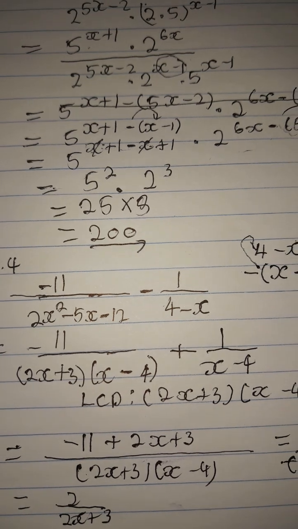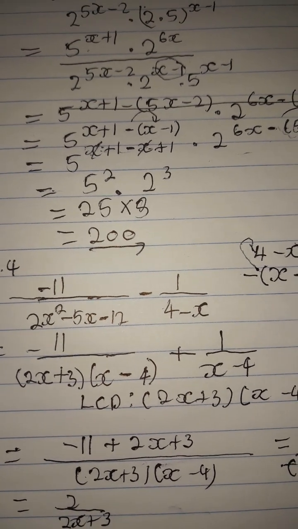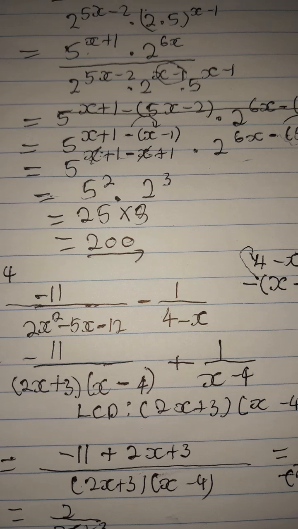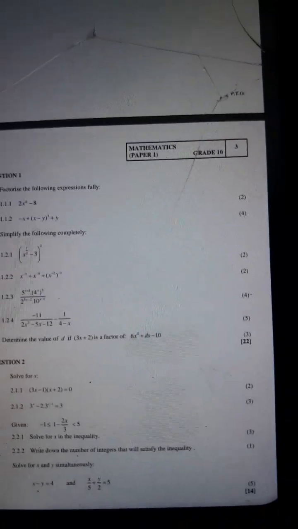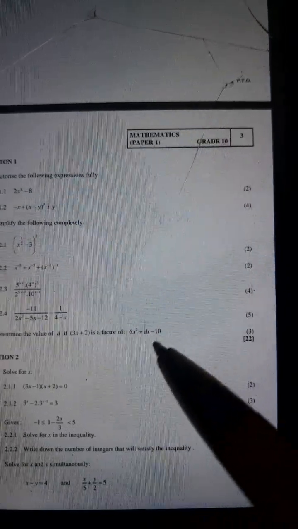I want us now to go to our last question at question 1, which is 1.3. For 1.3, you need to determine the value of d if 3x plus 2 is a factor of x squared plus dx minus 10. Well, guys, if we have to find d, we see d is a middle term, and we are being given that this is a factor of this. So we need to find another factor that will help us to get x squared plus dx minus 10.